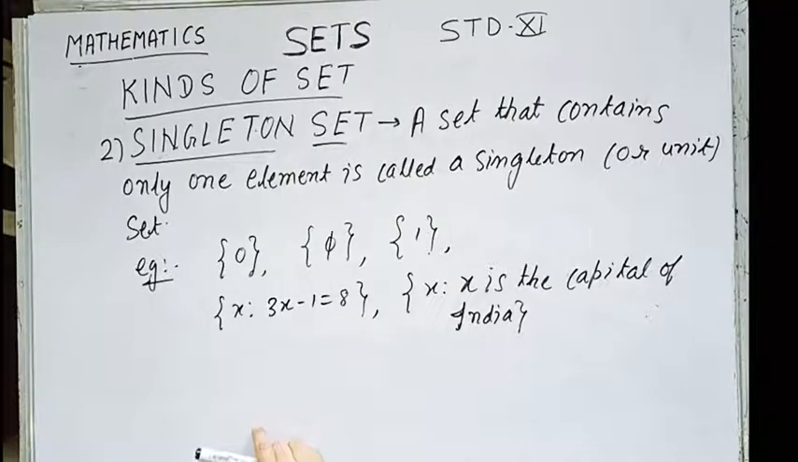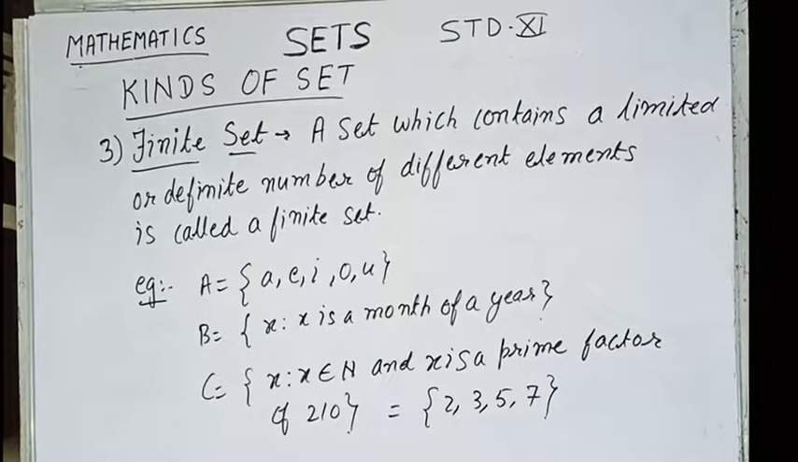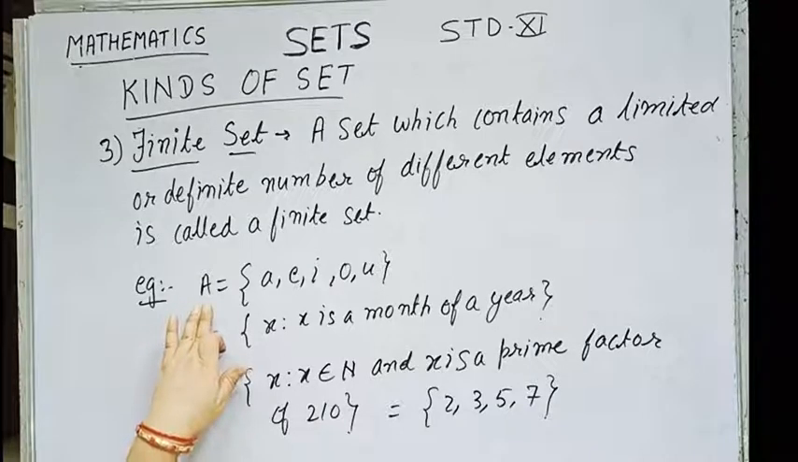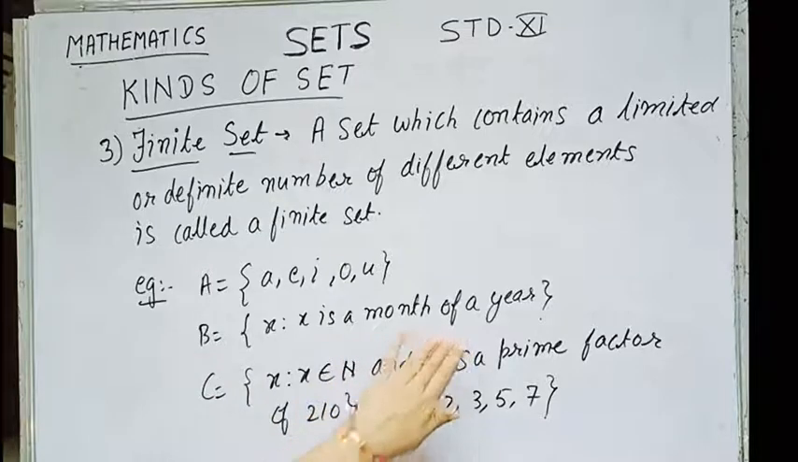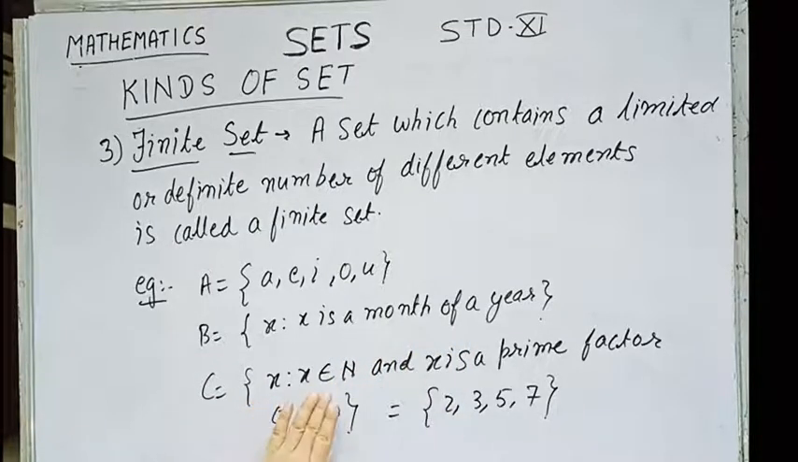The next will be the finite set. Again, as the name suggests, finite means definite. So a set which contains a finite number of elements, or a definite number of elements, is called a finite set. You can give many examples. I have written only 3 over here. A equals the set of the vowels, B is x such that x is a month of a year, and C is x such that x belongs to natural numbers and x is a prime factor of 210. The prime factors of 210 we can write as 2, 3, 5, 7. So the set containing 2, 3, 5, 7 is again a finite set.